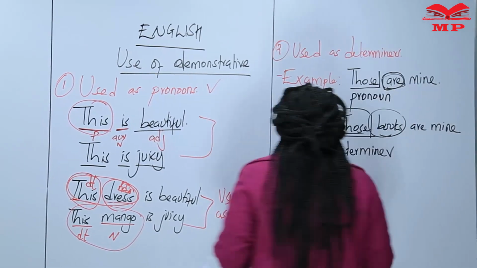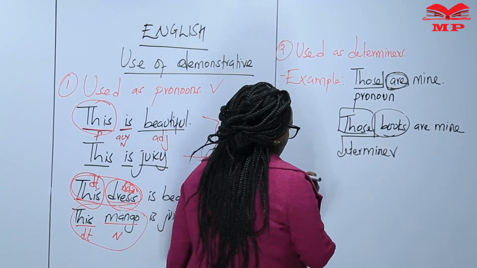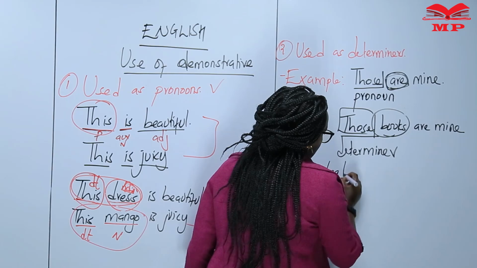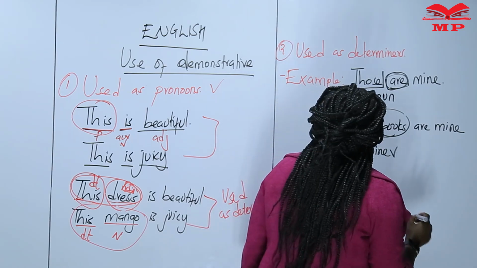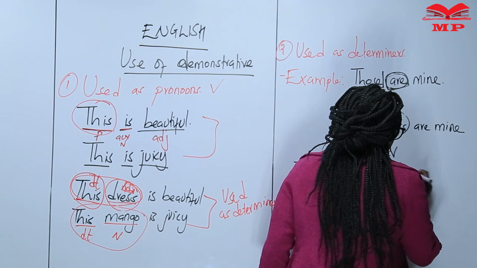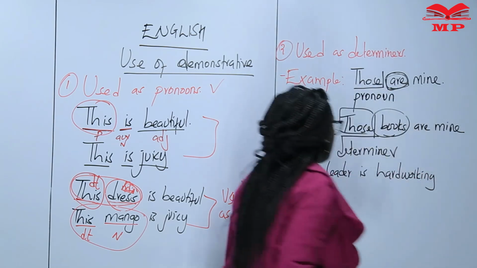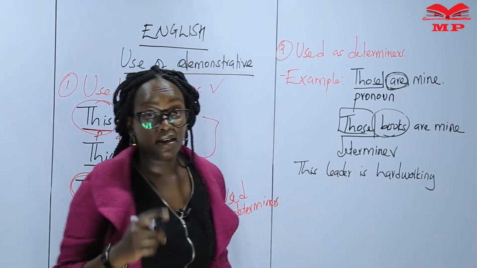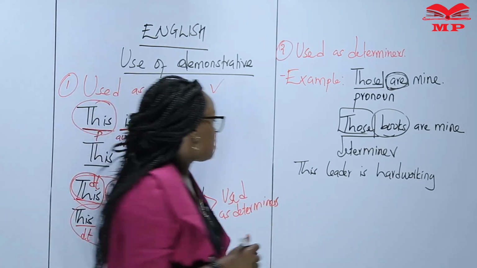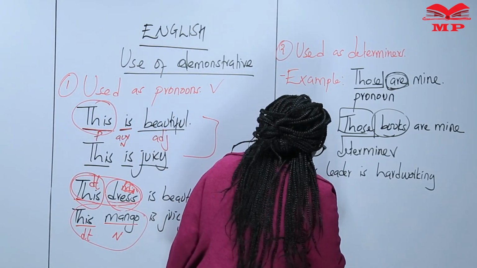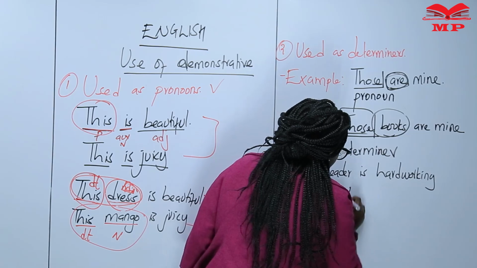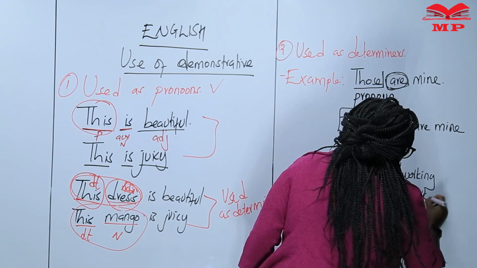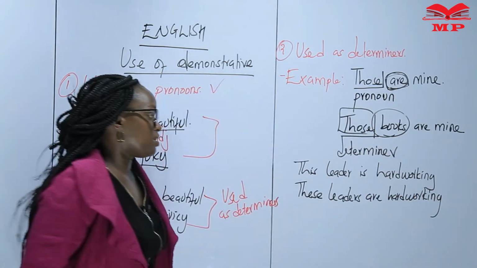For example, if I give this sentence and say, this leader is hardworking. And then, for some reason, I'm now not talking about just one leader. I begin talking about more than one leader. This sentence will change, and then we have, these leaders are hardworking. I want you to see the way the other parts of this sentence have changed.